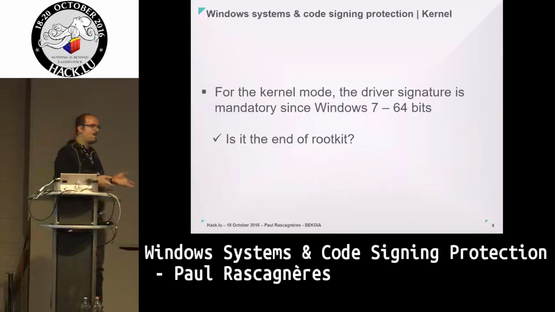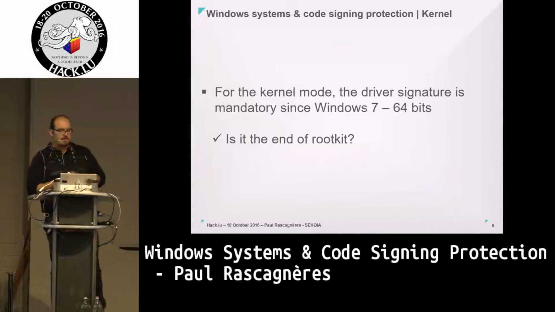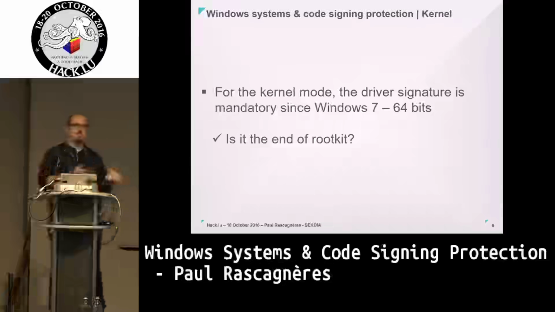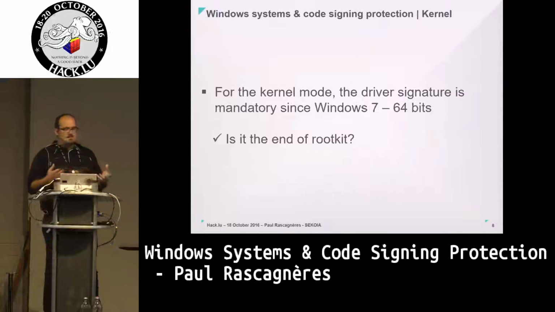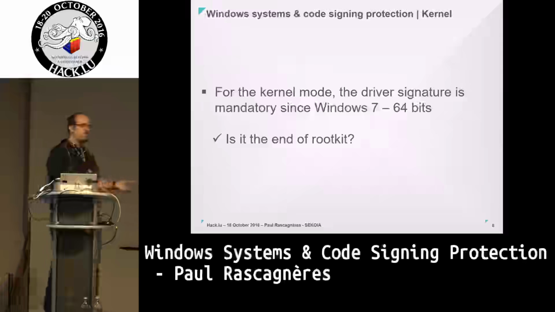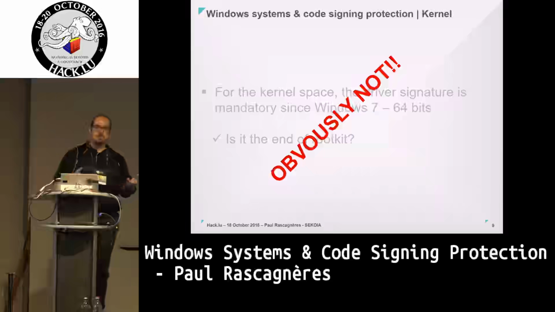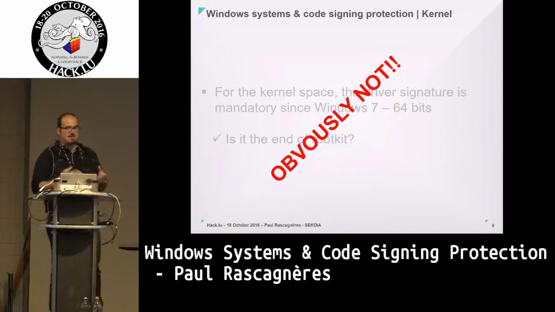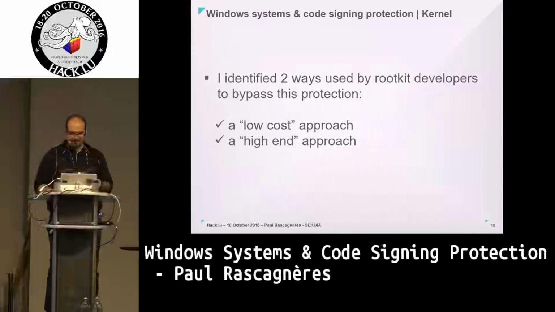As I mentioned, since a lot of years, since Windows 7, you are not allowed to load a driver if it's not signed, and signed by a legitimate provider, not self-signed, of course. So does it mean it's the end of rootkits, malware that works in kernel space? Obviously not. We have current rootkits, and the interesting thing is to understand how they deal with this current protection on the Windows system.